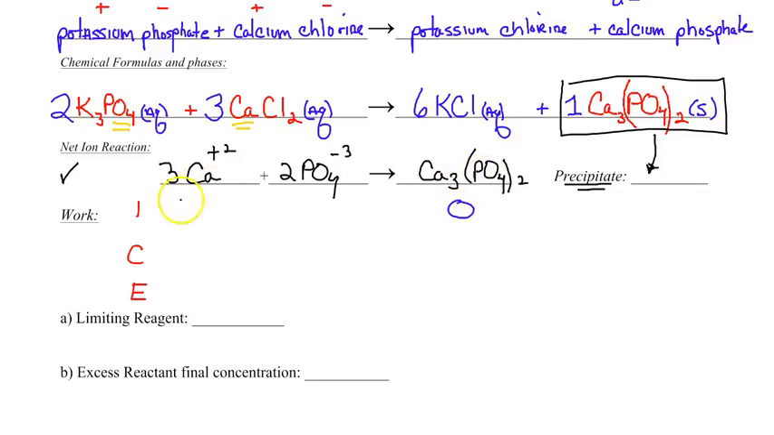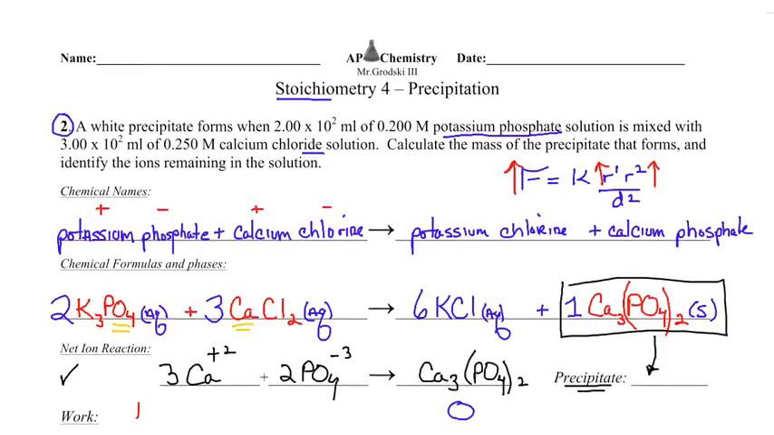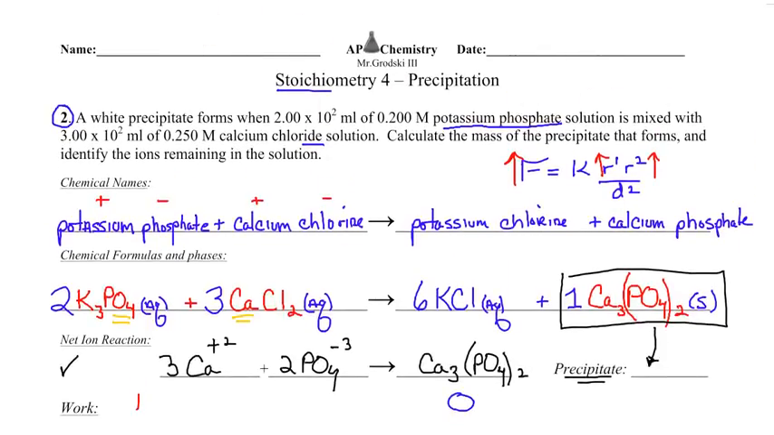So that's going to be 0. What's the initial concentration? Well, I have to go back into the problem, and we have to find some information here. Okay, so when we go back into the problem, we're going to see that for calcium chloride, we have a volume and a molarity. And we're going to multiply them together to get the moles.